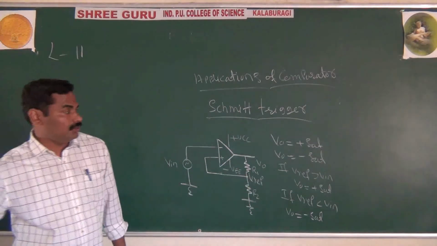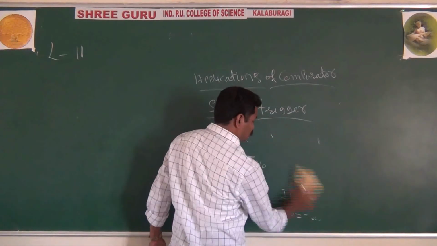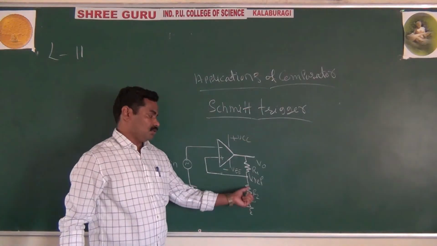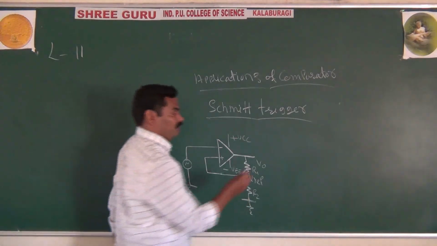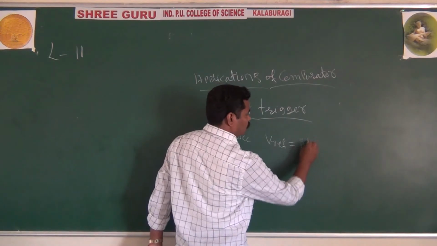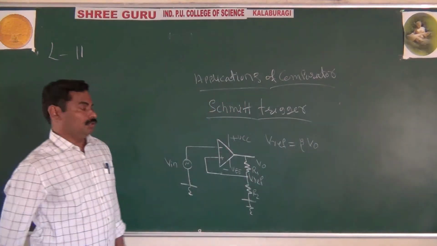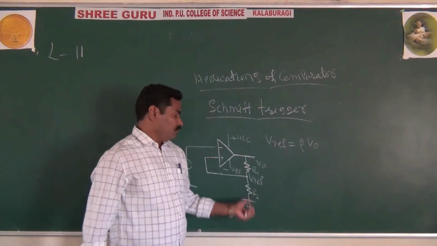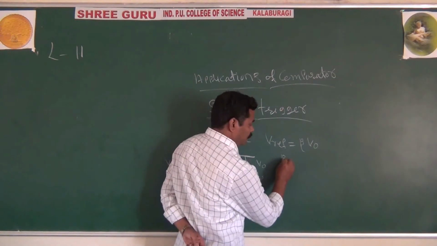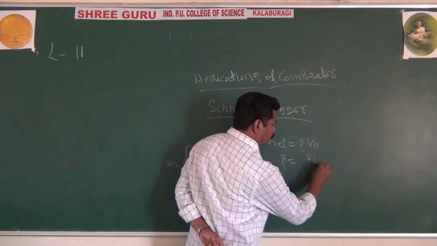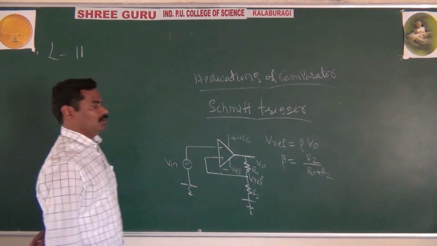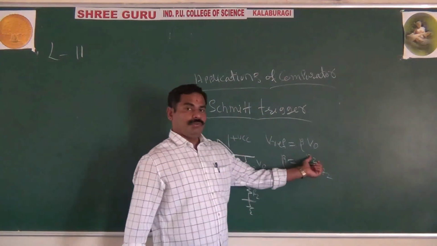Actually, you can write here, because some of the voltage drops across R2, you can write V reference equal to beta into V naught. Now beta is equal to the feedback factor. How much is the voltage drop across here? You can write beta equal to R2 divided by R1 plus R2.